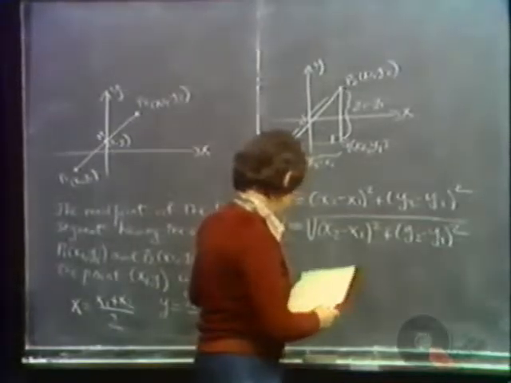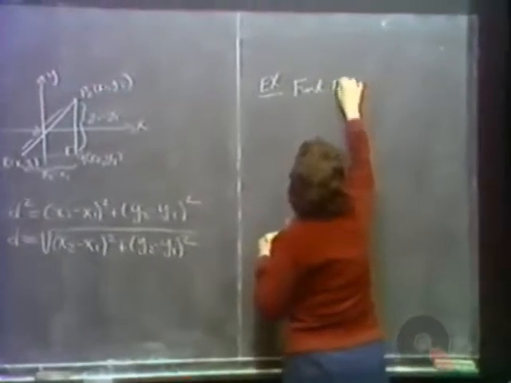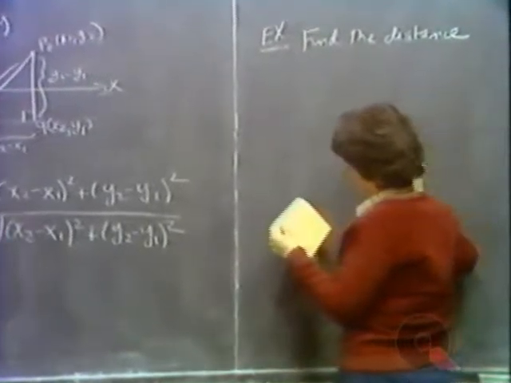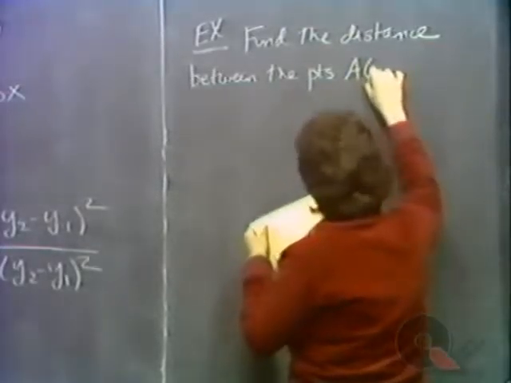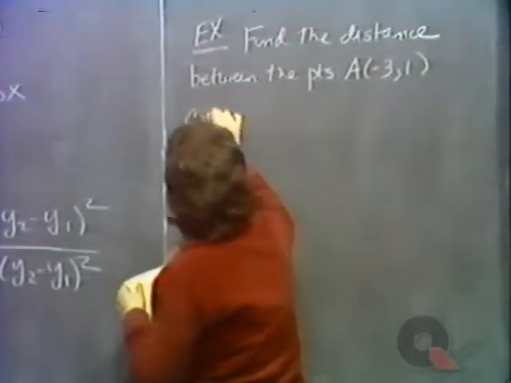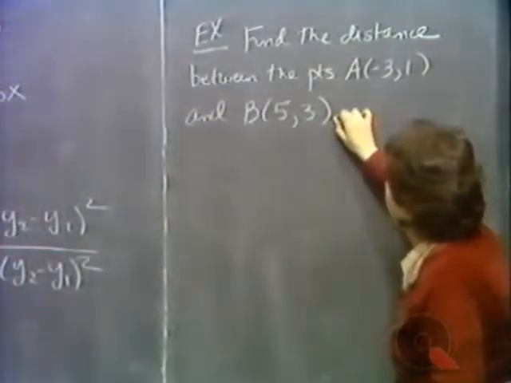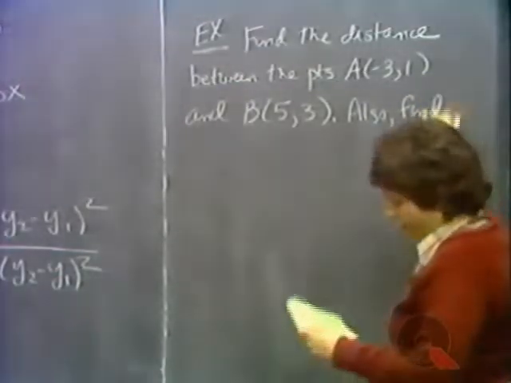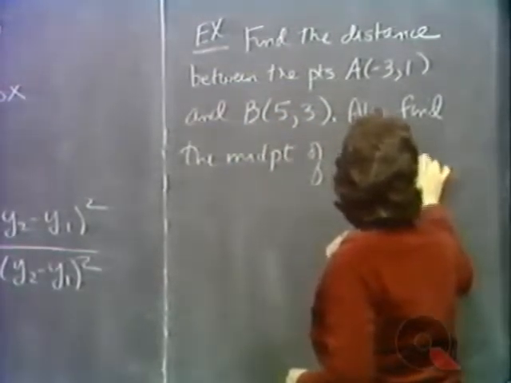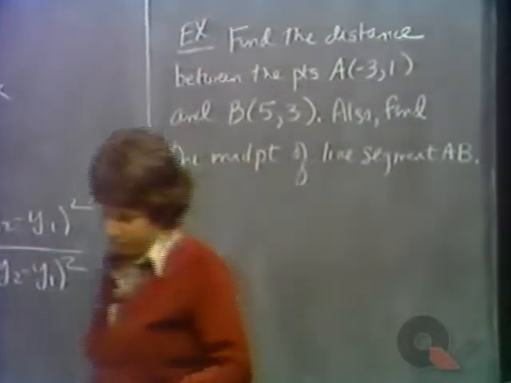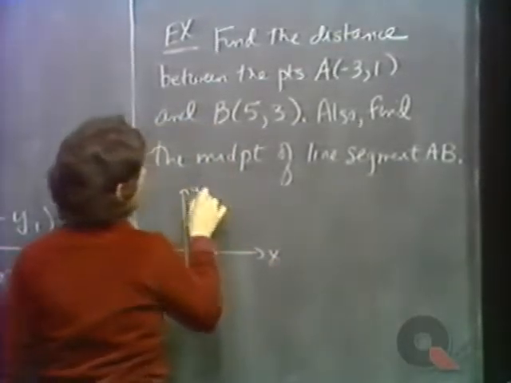Let's try an example. Find the distance between the points A, having coordinates -3, 1, and B, having coordinates 5, 3. Find the distance between the points A and B. Also, I want you to find the midpoint of line segment AB. We can make a little picture to see what's going on here.